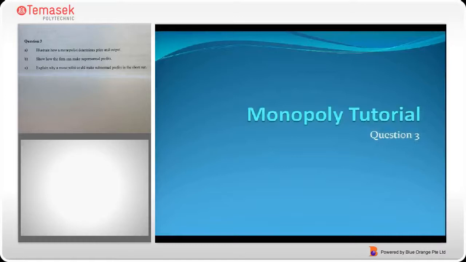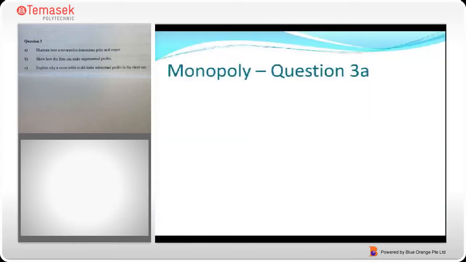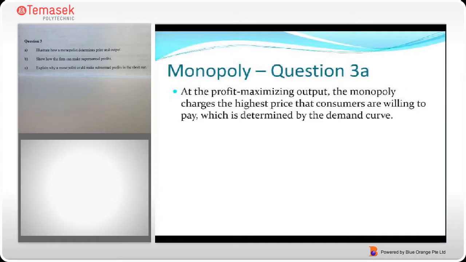Now I'll be going through Monopoly tutorial question 3. Question 3a says to illustrate how a monopolist determines price and output. Let's explain first by saying that a monopoly charges the highest price that consumers are willing to pay, as determined by the demand curve.